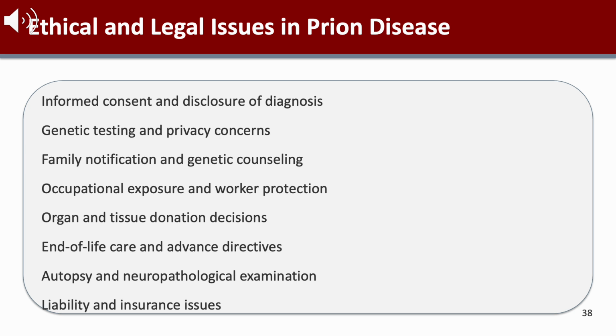Decisions regarding organ and tissue donation must be made carefully with consideration of the risk of transmission. End-of-life care should be guided by the patient's wishes and values, documented in advance directives when possible. Autopsy and neuropathological examination can confirm the diagnosis and provide valuable information for research and family counseling. Liability and insurance issues may arise in cases of iatrogenic transmission.